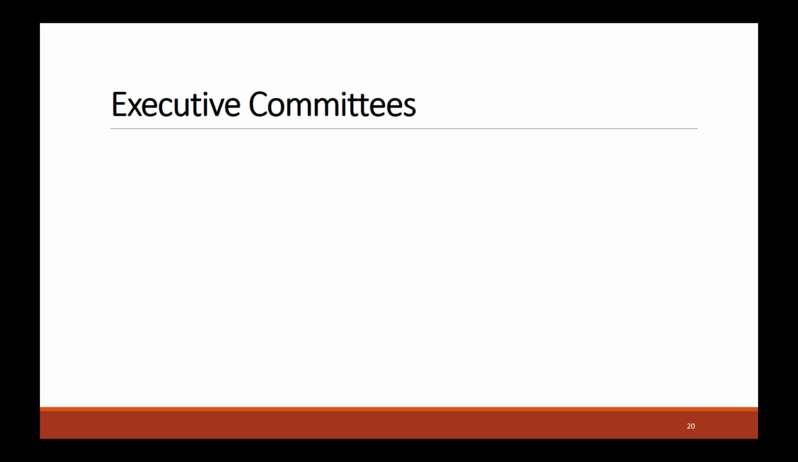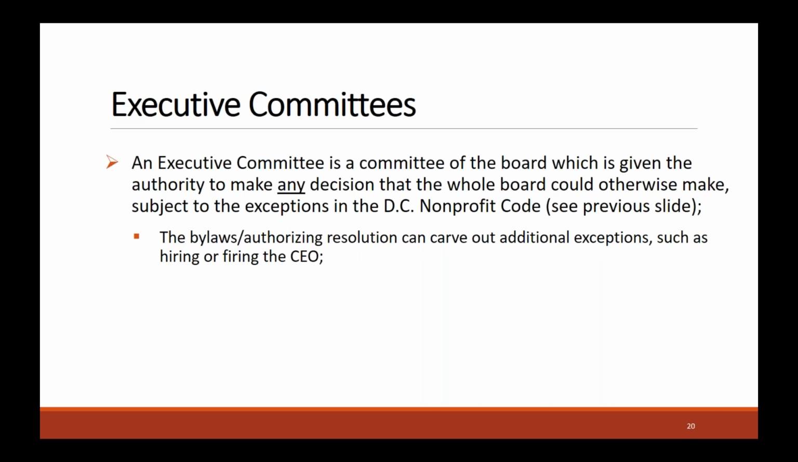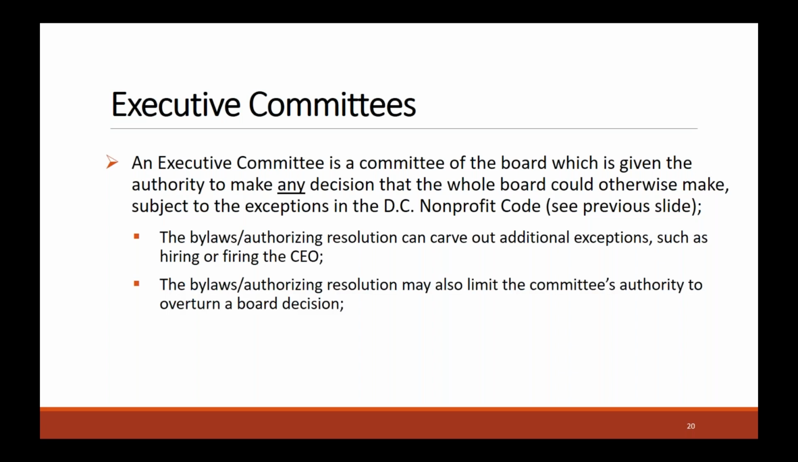So let's talk about executive committees for a minute. An executive committee is a committee of the board which is given the authority to make any decision that the whole board could otherwise make, subject to the exceptions that we just discussed above. The bylaws or the authorizing resolution can also carve out additional exceptions, like maybe you don't want the executive committee to have the power to hire or fire the CEO.